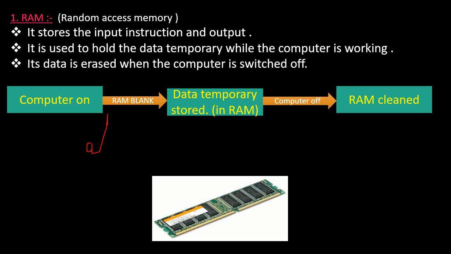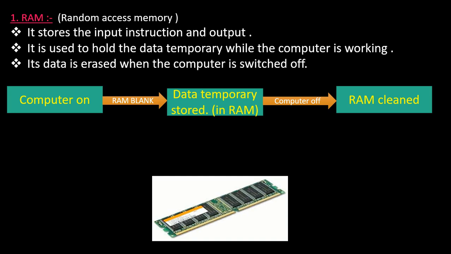One more important point: when we give data as input, first it moves into RAM. After RAM it moves to the processing unit and gets processed. When we get output through the monitor, it comes from the RAM, but it is not stored permanently unless saved in a storage device. About secondary memory, I will explain in the next class.